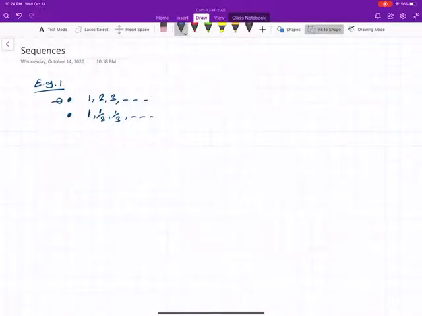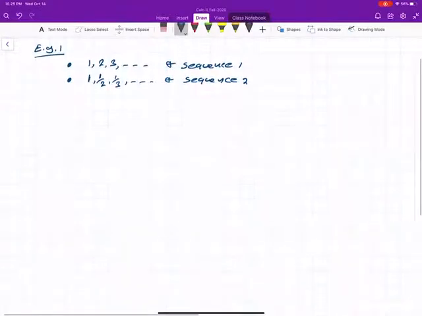The numbers in the first are given like 1, 2, 3. In the second, you always divide 1 by the number given in the first. So both are considered to be sequences because they have patterns, or a proper order. So let me write. This is sequence 1. This is sequence 2.